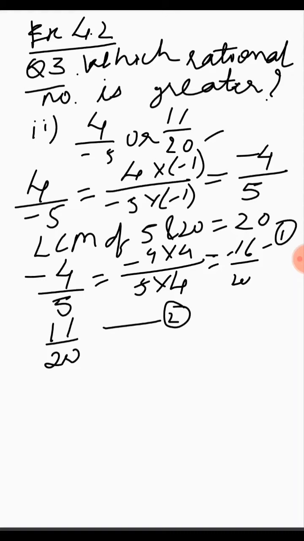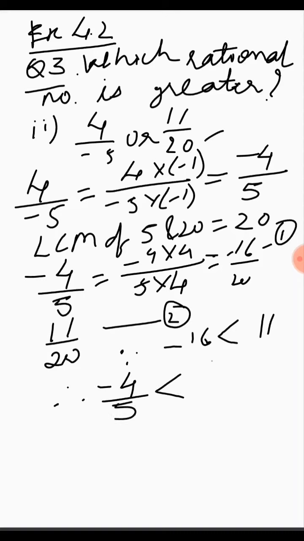So children, when the denominator is the same, you have to just compare its numerator. So we write, since, this is the symbol of since. What is the numerator in the first? Minus 16. And here is what? 11. Now as here with 16 a negative sign is there, you know a negative number is always smaller than a positive one. So minus 16 is less than 11. That's why we write, therefore. Now minus 16 is for what rational number? Minus 4 by 5. So minus 4 by 5 is less than 11 by 20.